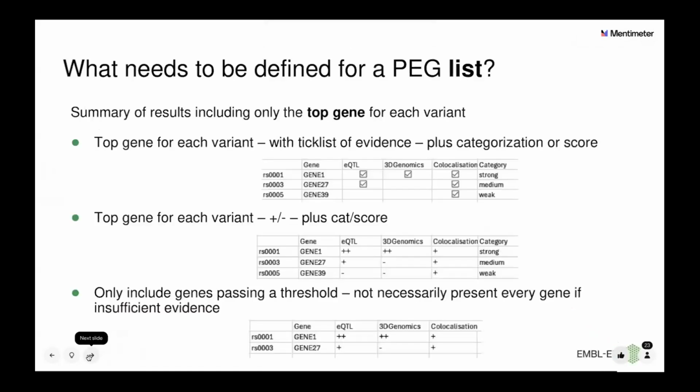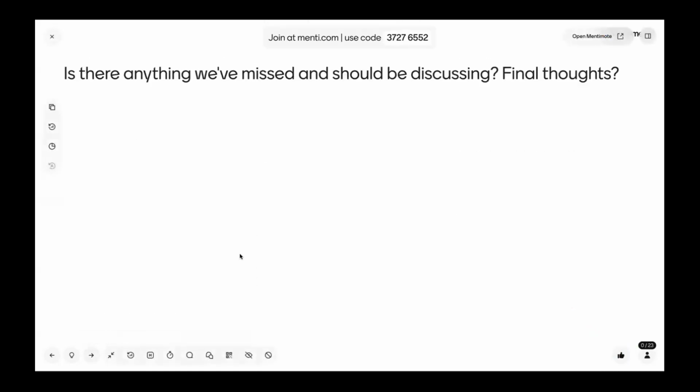Then I'm just going to skip over that, and just to finish up, having gone through all those things that we've talked about today, we focused on variant-centric evidence matrices and the PEG list that comes out of that. Is there anything that we've missed? Should we be looking at, for example, gene-based evidence? Should we be focusing on the scoring rather than the data structure? Any other final thoughts that people have got before I finish and hand over to Julie?